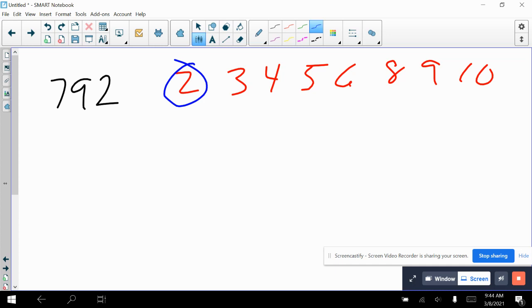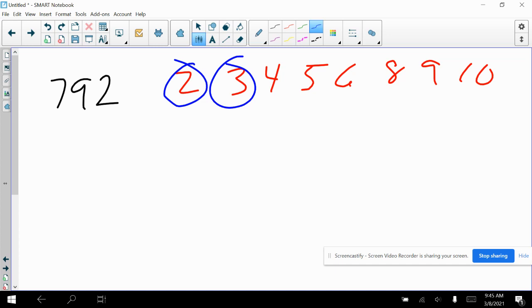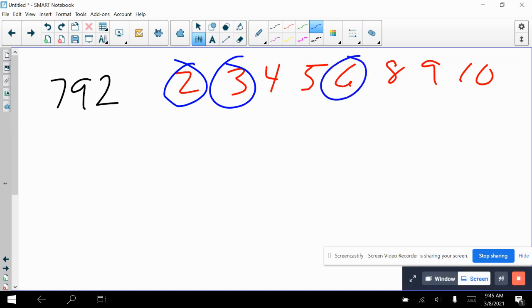Is 792 divisible by 3? How do you know? What are the digits added up? 18. 18 divided by 3 is 6, right? That's a fact. So it's divisible by 3. Now, what can you do automatically at this point? Circle 6, right? It's automatically divisible by 6 because it worked for 2 and 3. See how that works? Once you circle 2 and 3, you can automatically circle 6 because it worked.